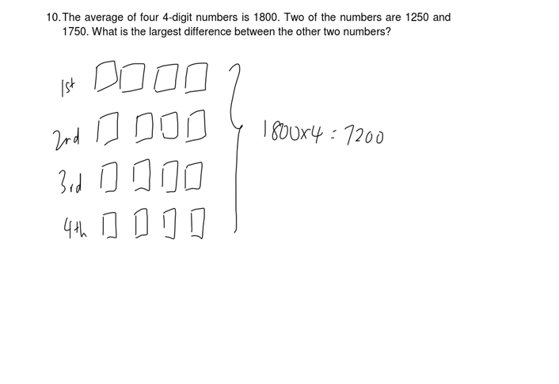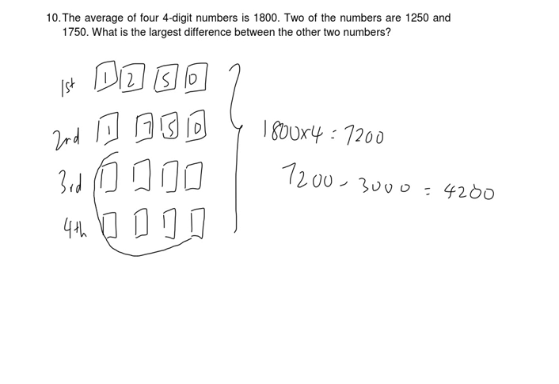2 of the numbers are 1250 and 1750. So I don't know whether they are the biggest number or smallest number. I know these two are the numbers. So altogether they add up to 3,000, right? So 7200 minus 3,000 equals to 4,200. So I know that these two numbers here actually add up to 4,200. Yes or no? I want the largest difference.